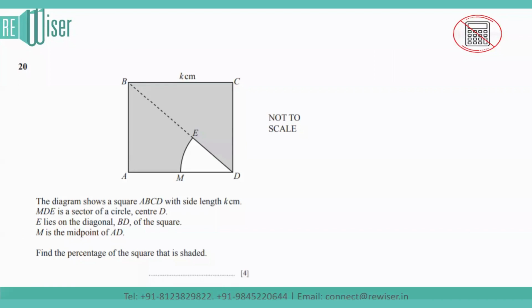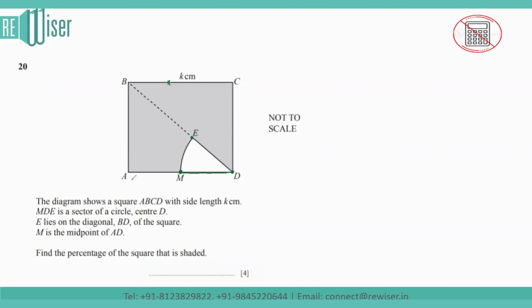In this question, we are given a square ABCD whose each side is equal to k centimeters. NDE is a sector of a circle with center D, and E lies on the diagonal BD. It is also given that M is the midpoint of the square.